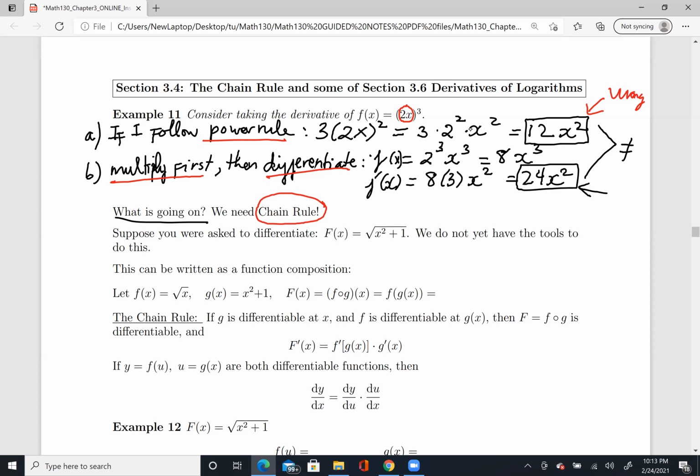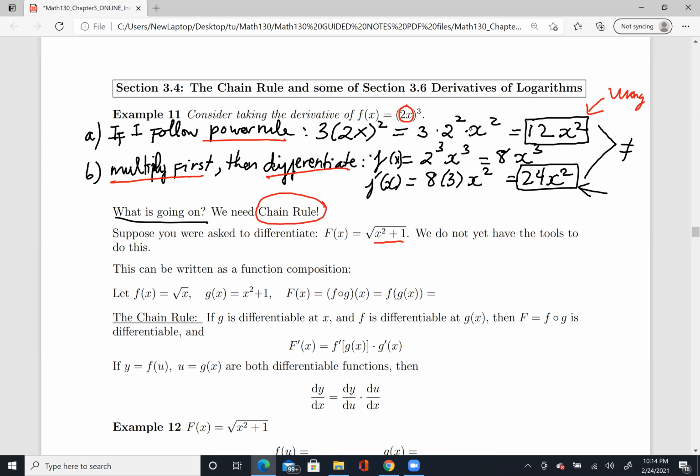Okay, so suppose that you were asked to differentiate f of x equal to the square root of x squared plus 1. So how can we do this one? We do not yet have tools to do this at all, right? Even if you try to multiply first, it doesn't work, right? So there is only one way, which is the chain rule. And what is that going to be?